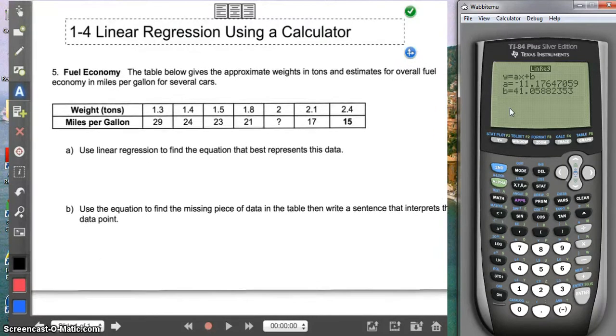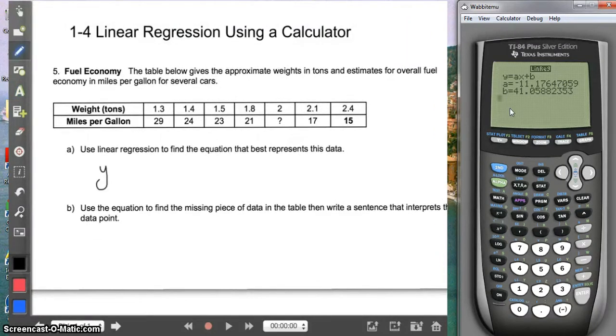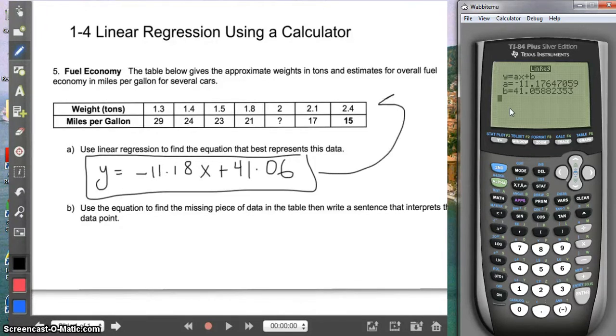So as you can see, my equation is y equals, let's round to the nearest hundredth, negative 11.18x plus 41.06. This is my equation for the data mentioned above. And I'm done with part A, which is using linear regression to find the equation that best represents this data.